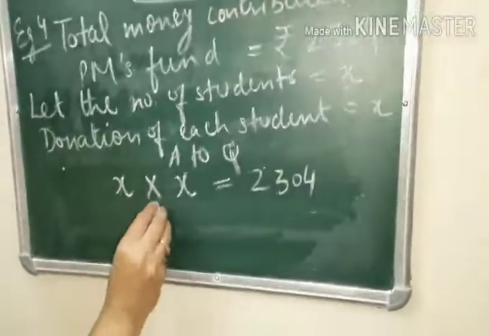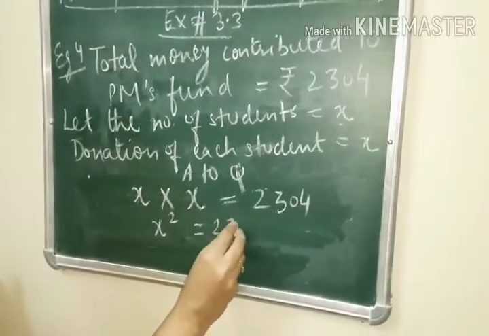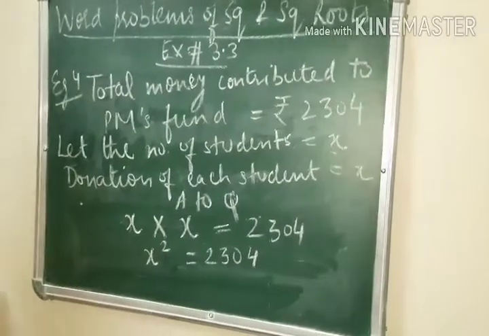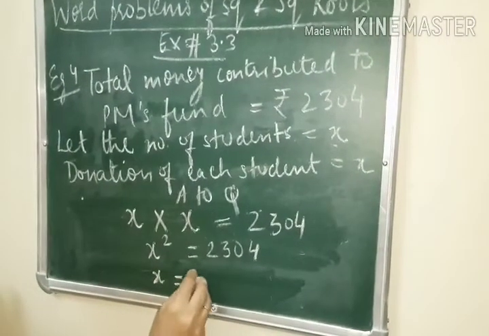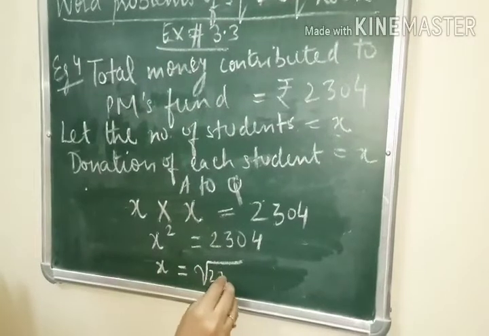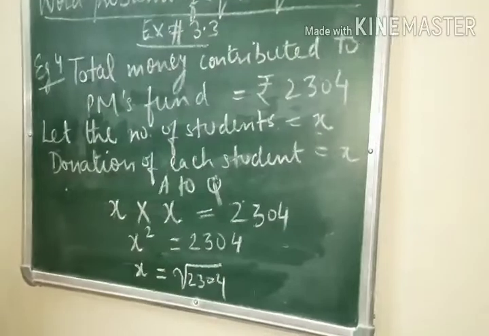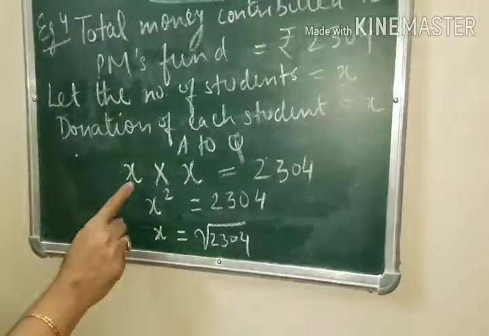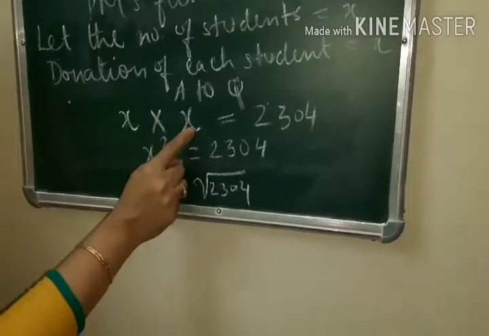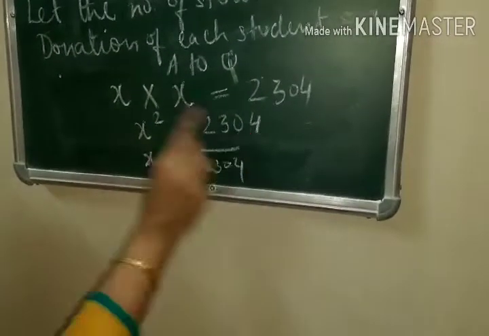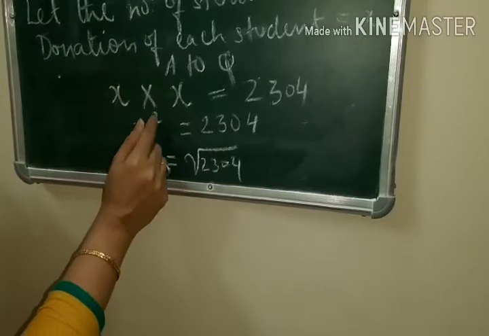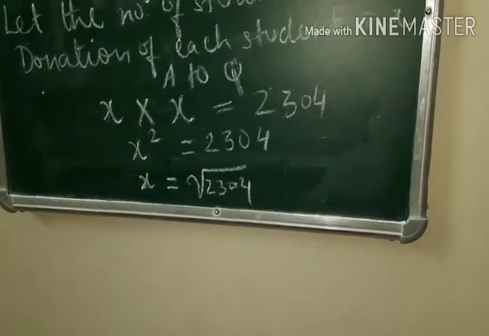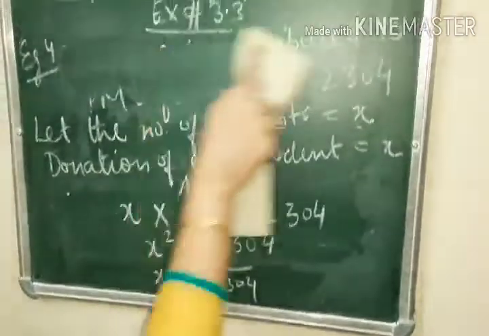Now what is x into x? x square is equal to 2,304. Now as the square is there, to remove this square, what do we have to do? It will go to the other side and become a square root. So we have to find the square root of 2,304. Again, x into x is x square, equal to 2,304. To remove this square, we shift it to the other side and it becomes a square root. So now we will find the square root of 2,304.